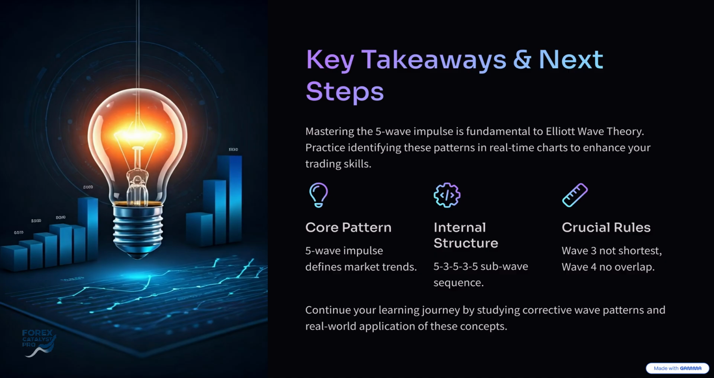Key takeaways and next steps. Mastering the five-wave impulse is a cornerstone of Elliott Wave Theory. Remember these essentials. The core pattern defines market direction. Its internal structure follows a 5-3-5-3-5 sequence. And two crucial rules must be respected. Wave 3 is never the shortest, and Wave 4 must not overlap Wave 1. Continue developing your skills by practicing wave identification in real charts and studying corrective patterns for a complete understanding.